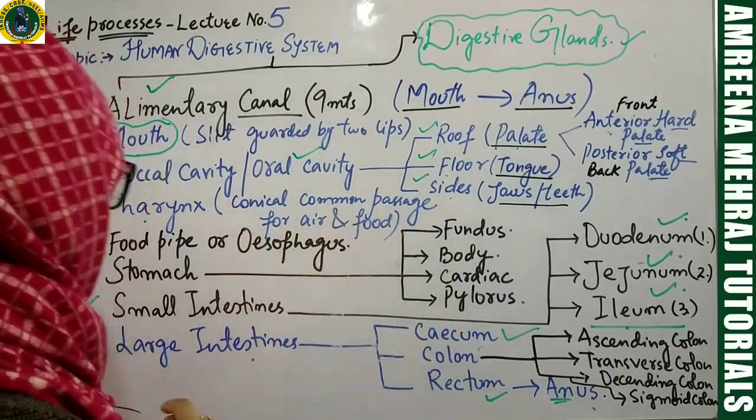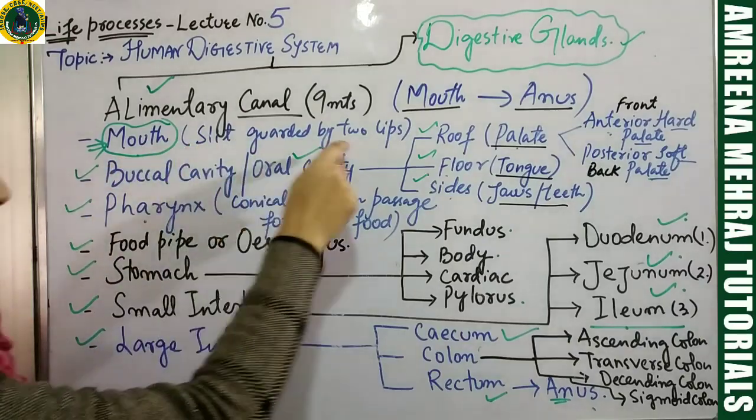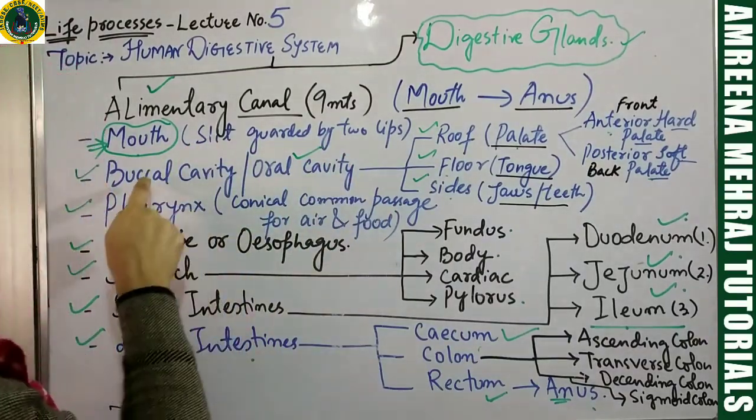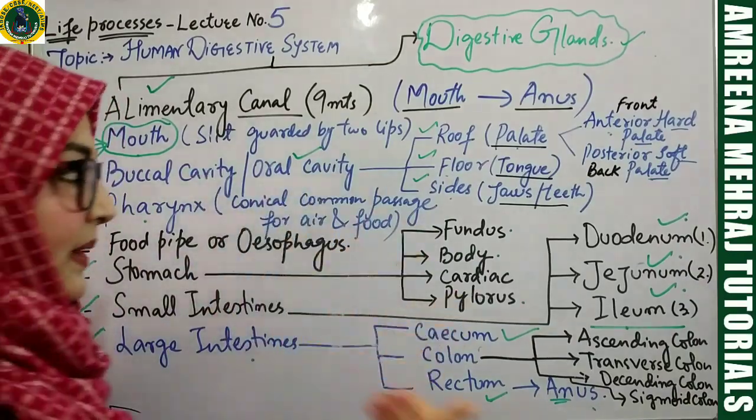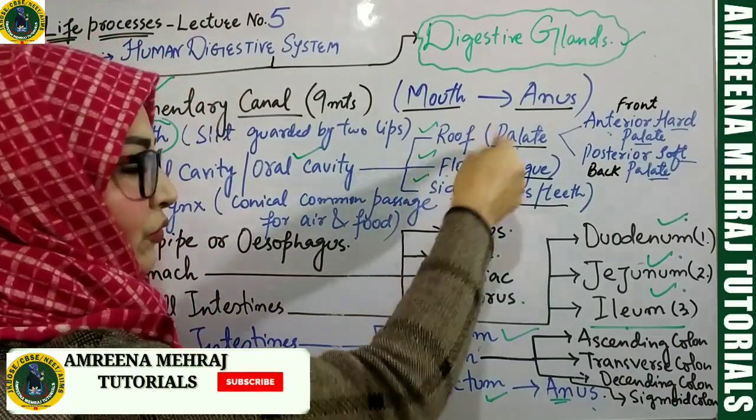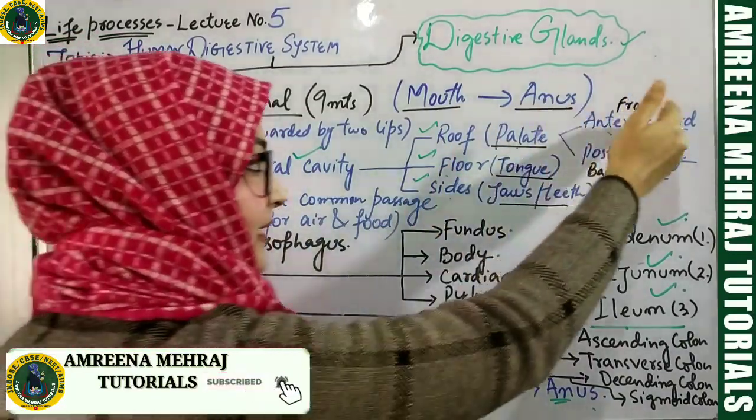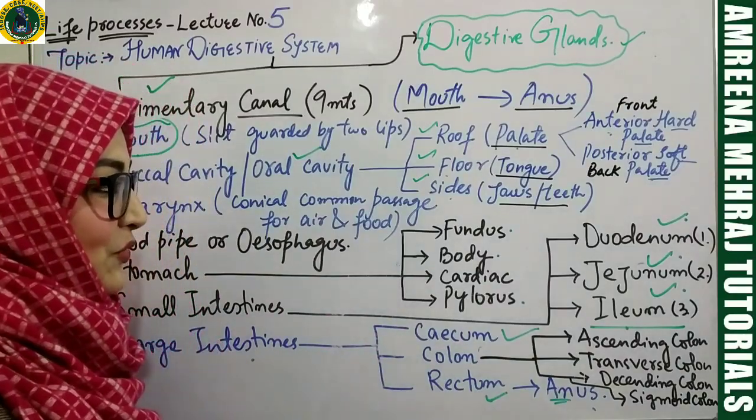So let me quickly recapitulate what is there in the alimentary canal. We'll start from the mouth, which is going to be the slit guarded by the 2 lips. And then we'll see the buccal cavity, which we also call the oral cavity. It'll be having 3 parts: the roof, the floor and the sides. The roof, what we call the palate. So we have the anterior hard palate and the posterior soft palate. What is that, I have made you understand in lecture number 4.